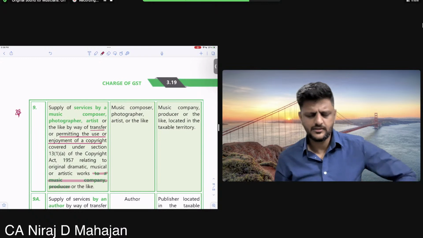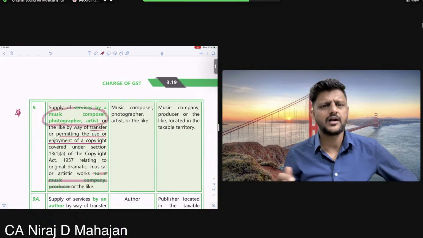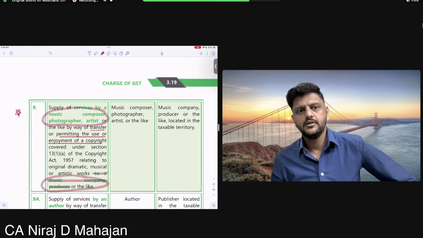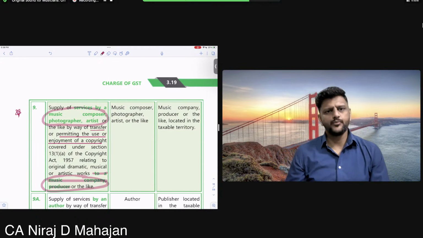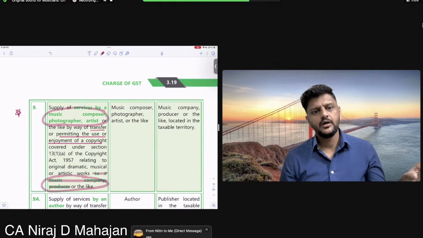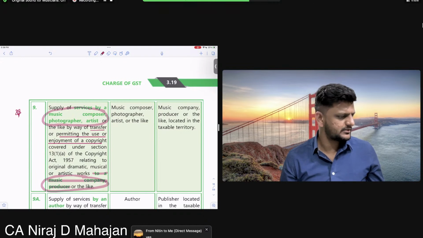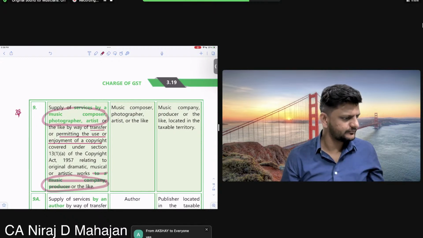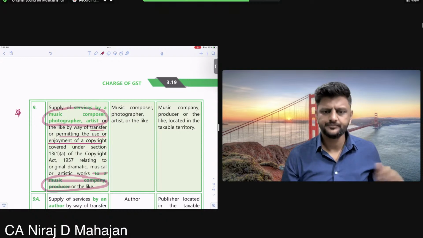Who are the service providers? These people: music composer, photographer, and similar artist. Who is the service recipient? Music company and producers. But what is the service? Giving them the right to use their intellectual property. Alright? So the music producer companies will do the RCM, taxability on RCM basis. Done till here, all of you? Done? Chalo.